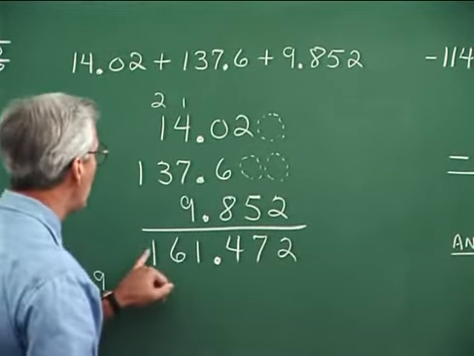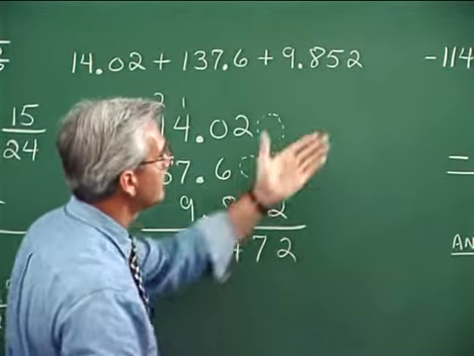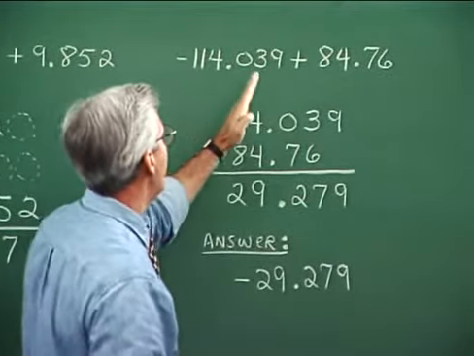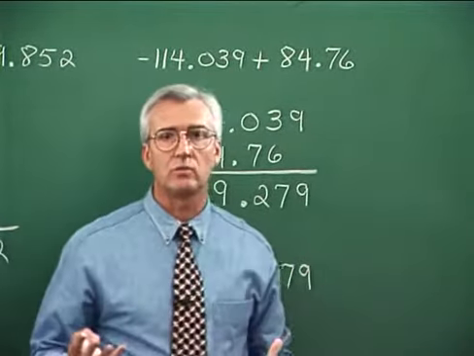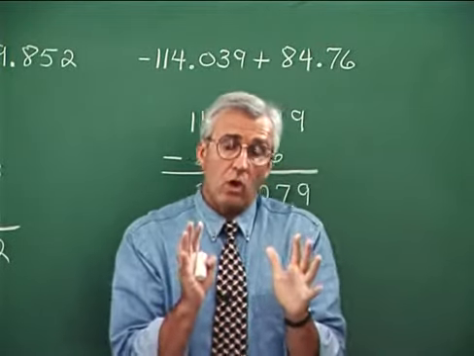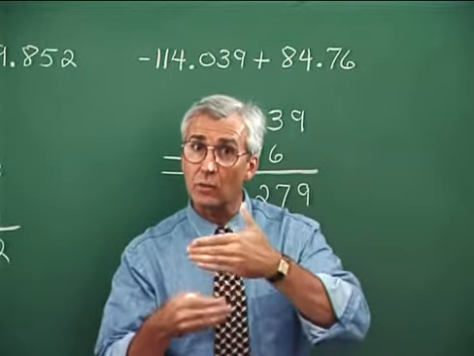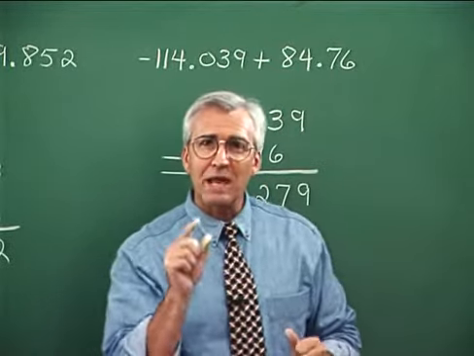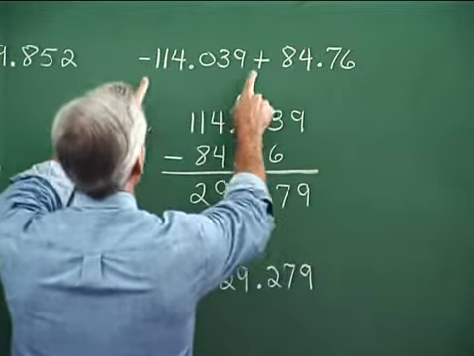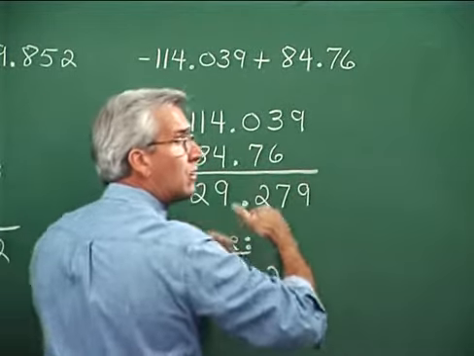Notice how I read that? 161 and 472 thousandths. Here we have a situation where the signs are different. And we have to consider this sign situation when we're dealing with rational numbers. And although we want to arrange our problem so that the decimals are up and down from one another so we can do the adding or subtracting, we have to really think about how this is going to work out, because we've got a minus and a plus. The signs are different, so we're going to subtract.